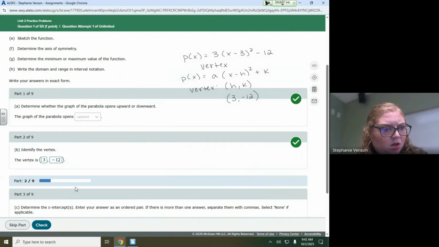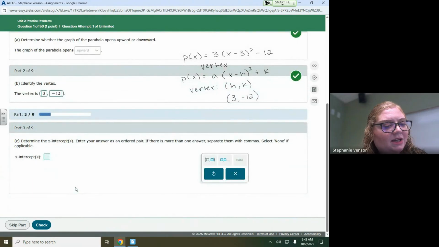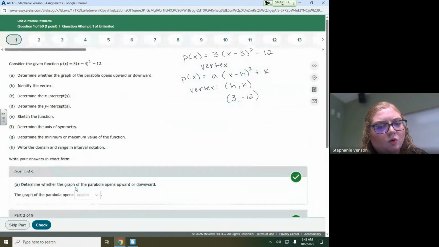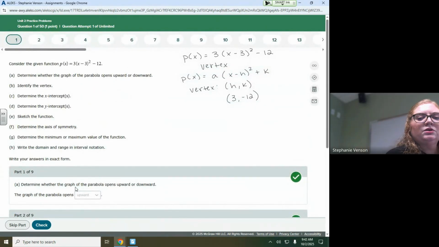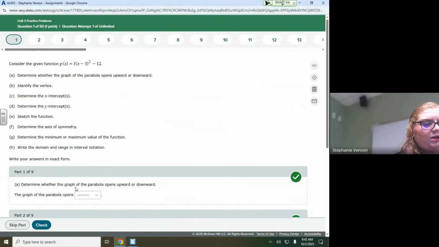Okay. All right, C. Determine the x-intercepts. Enter your answer as an ordered pair. Okay, so remember, x-intercepts are found... Let's see. I'm gonna have to move this camera just a little bit. There we go. Okay, x-intercepts are found when we let y equal 0. So that means we set the function equal to 0. 3 times (x minus 3) squared minus 12 equals 0.